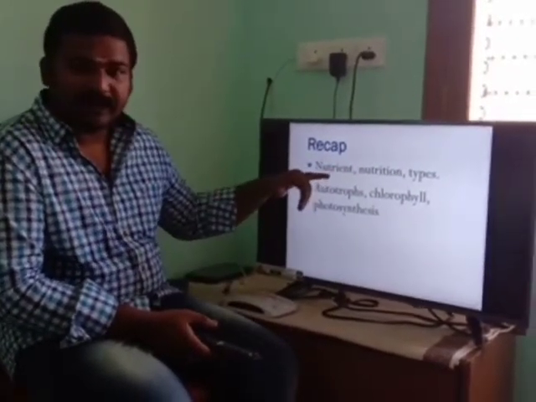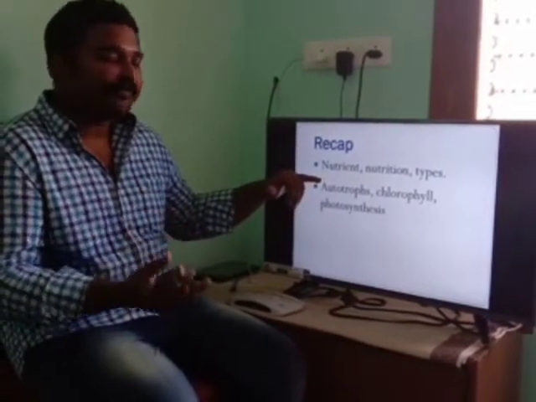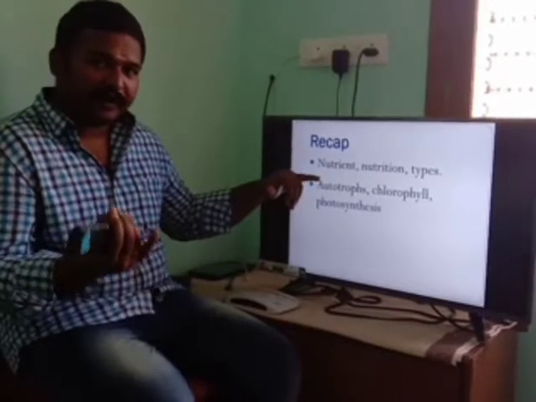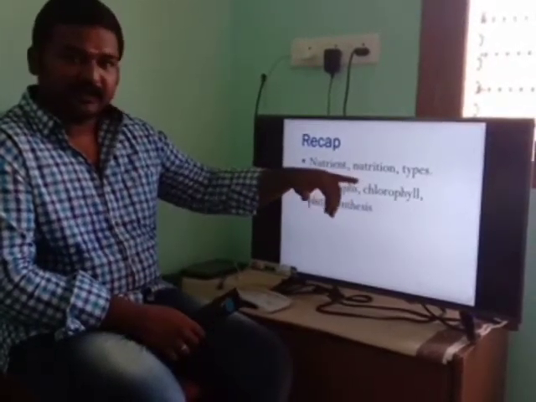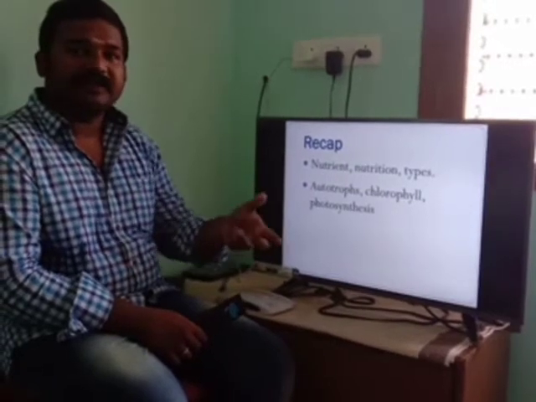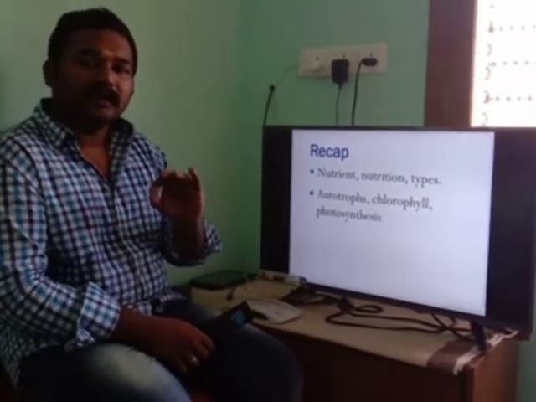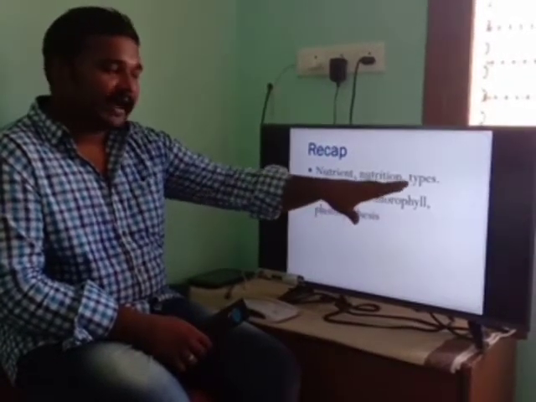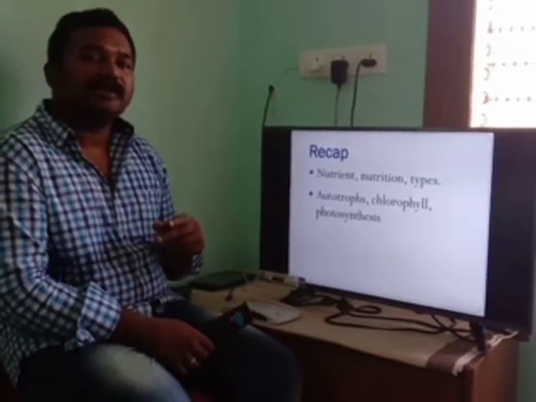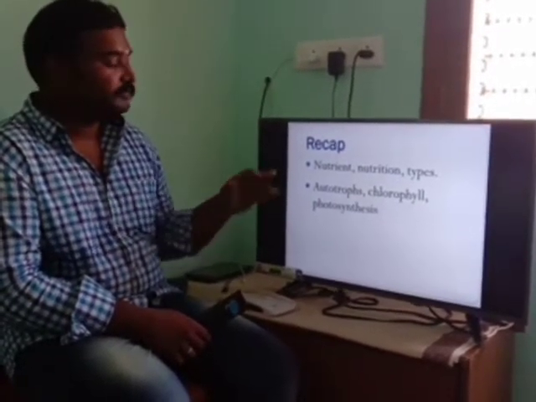First one is nutrient. Nutrient is the useful component in our food such as carbohydrate, protein, fat and vitamins. Then nutrition, the mode in which the animal takes in the food and utilizes it, that is known as nutrition. And there are two types of nutrition. The one is autotrophic, another one is heterotrophic nutrition.